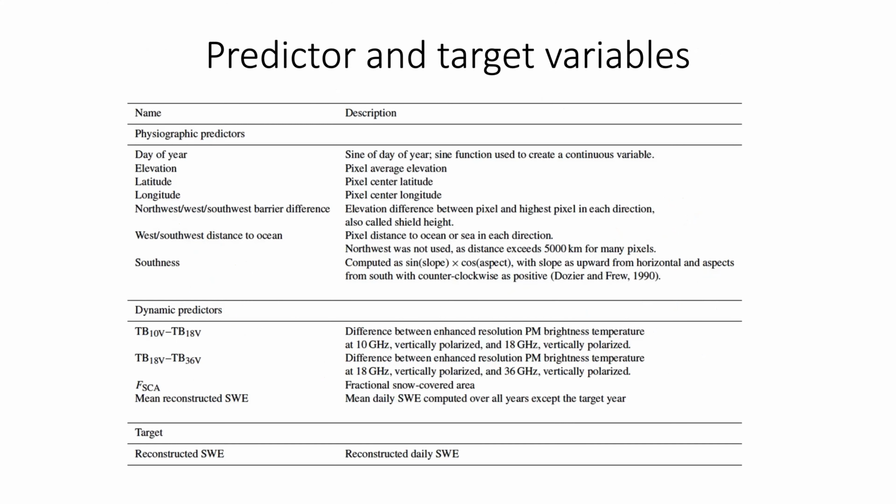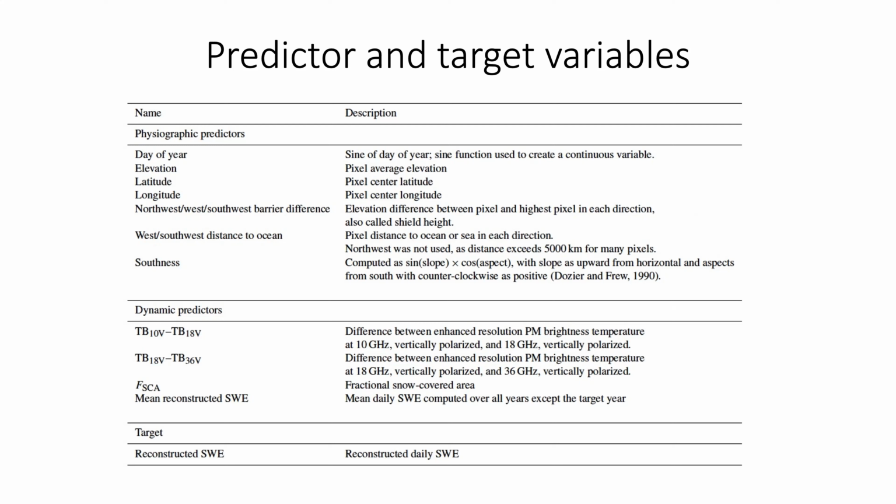In addition to SWE from the reconstruction, similar to snow cover, we use a large set of variables for predictors in the training, including day of year, elevation, latitude, longitude, the elevation differences of the pixel relative to the highest pixel in each direction, distance to the ocean, and the southness of the pixel. These are all static variables and do not change from day to day.